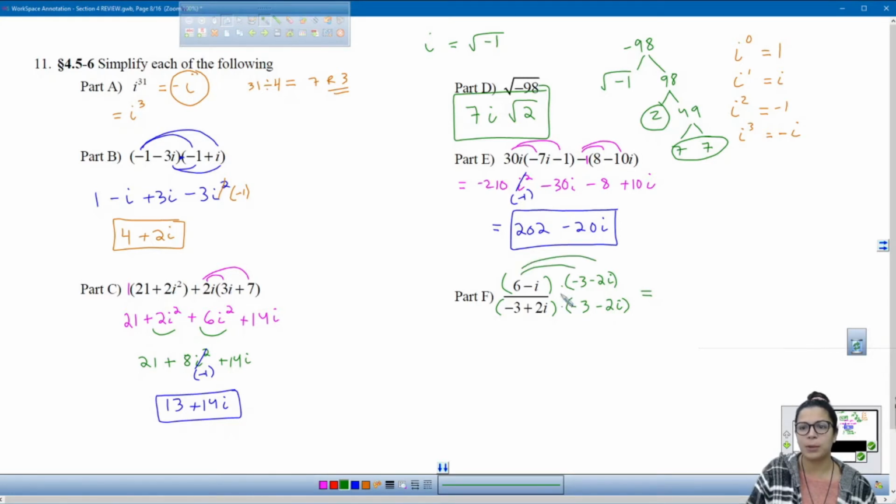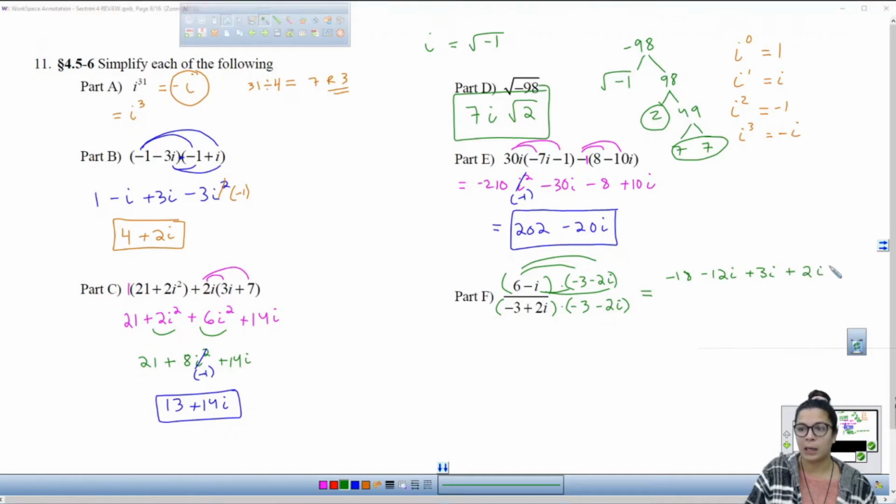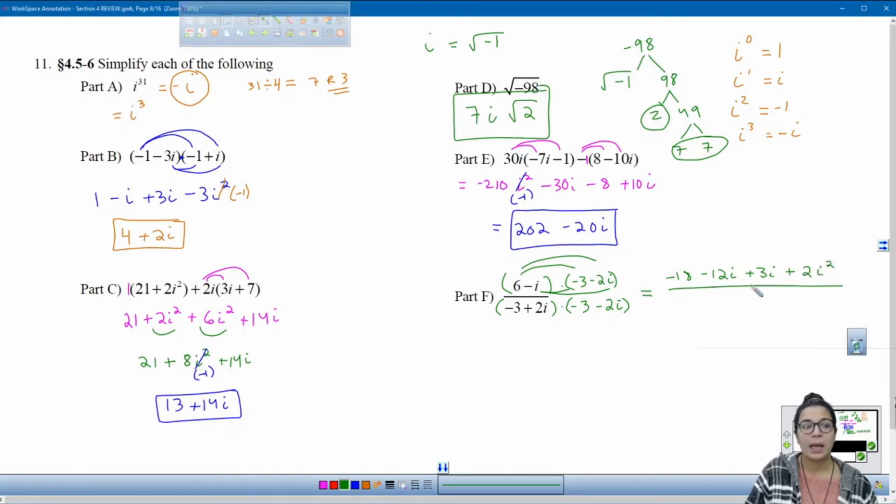So I'm multiplying these two together. Let's go ahead and distribute both. So I have 6 times -3 is -18. 6 times -2i is -12i. i times -3 is +3i. i times -2i is +2i squared. In the denominator, we need to distribute here as well.